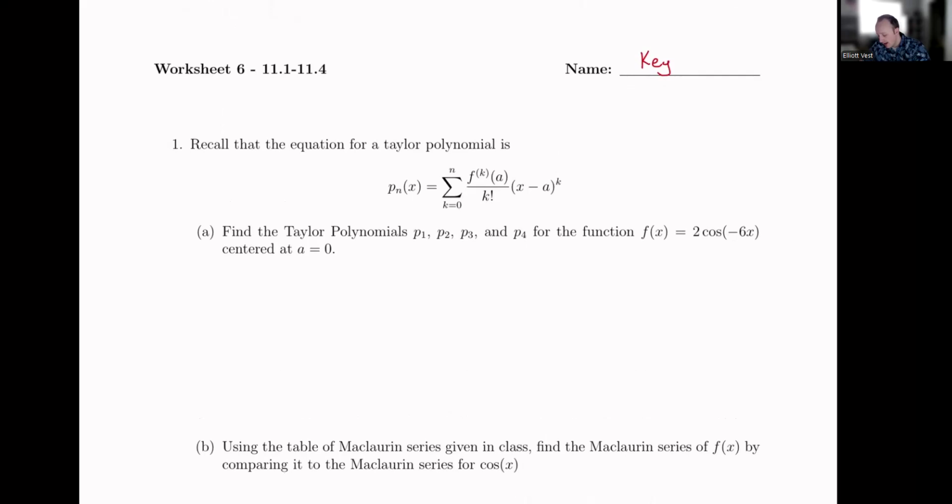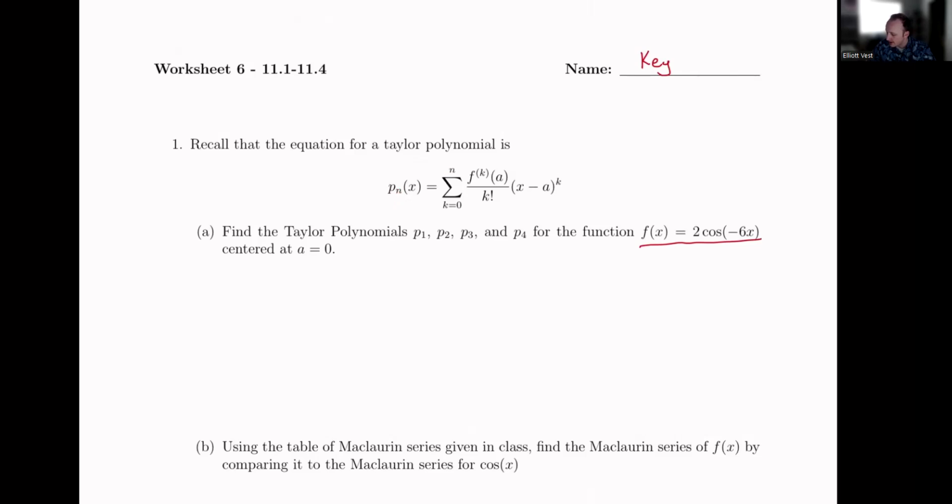Find the Taylor polynomials P1, P2, P3, and P4 for the function f of x equals 2 cosine of negative 6x centered at a equals 0. So this is the equation for a Taylor polynomial right here, right? If I plug in a 1 for n, that means I go from 0 to 1, which means the first two terms. I plug in a 3 for n, and I'm looking at 0 to 3, so 4 terms. So what do we need to do?